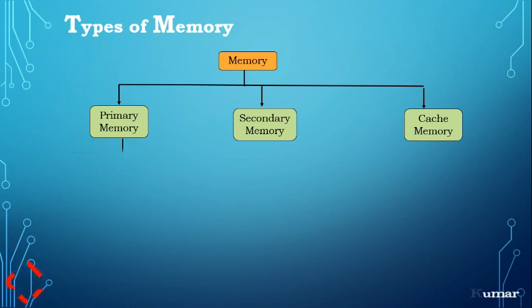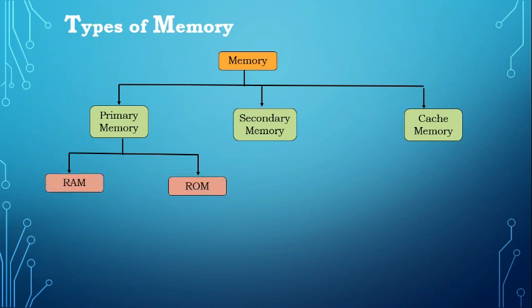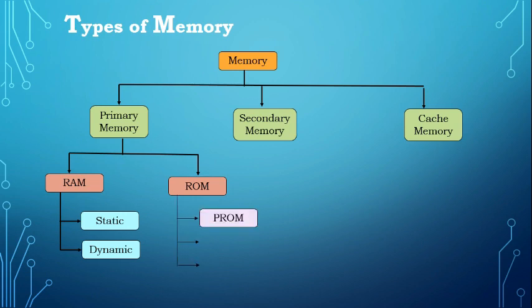Let's see the primary memory. A primary memory is categorized into 2, that is RAM and ROM. This RAM, that is random access memory, is also categorized into 2, that is static RAM and dynamic RAM. When you talk about the ROM, it is of 3 types, that is PROM, EPROM, and EEPROM. PROM is programmable read-only memory. EPROM is erasable programmable read-only memory. EEPROM is electrically erasable programmable read-only memory.